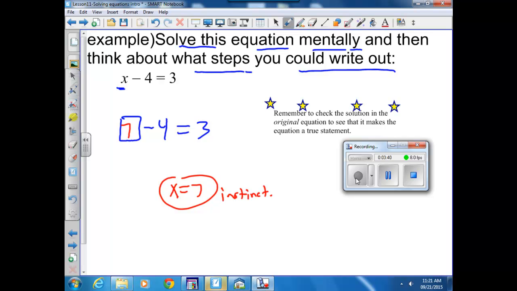But now the catchy part. We have to use things like the addition property of equality and soon the multiplication property of equality to help us write out steps for when these equations become more intricate and robust.